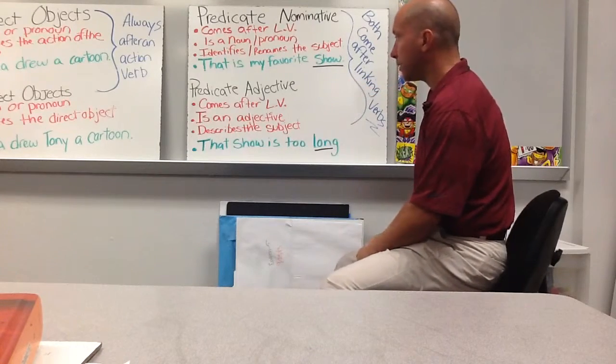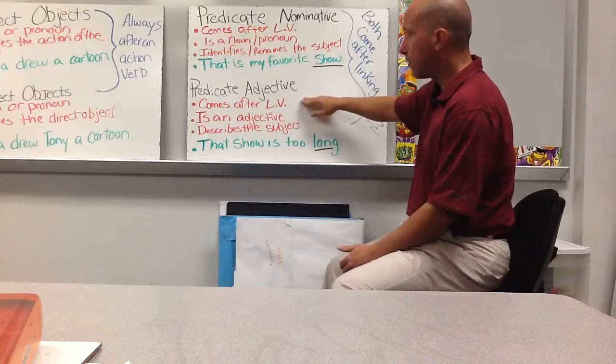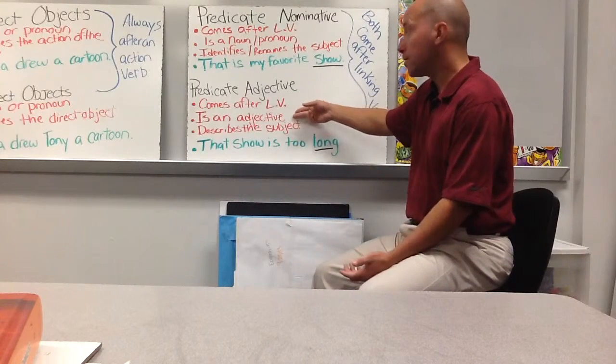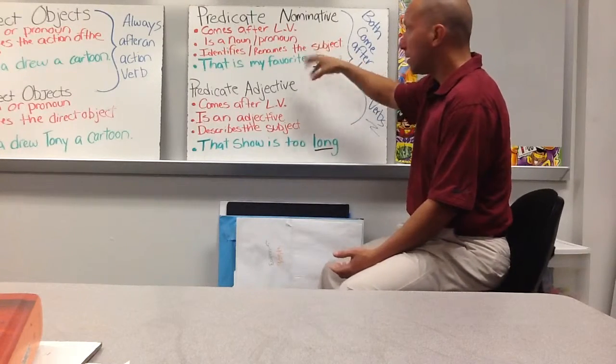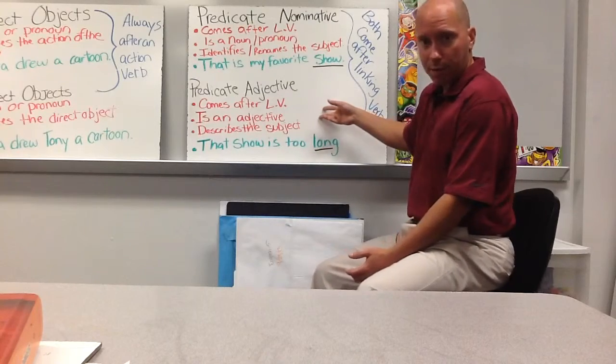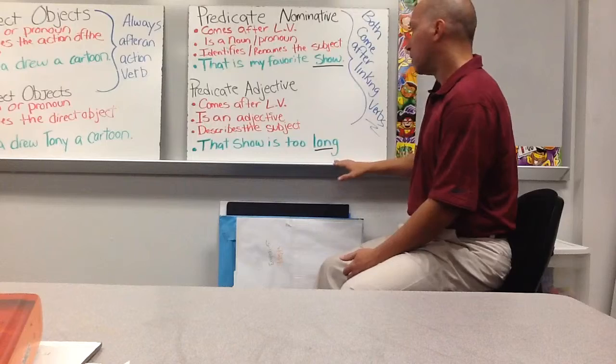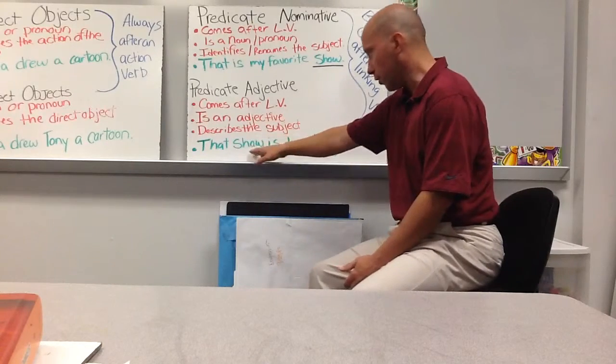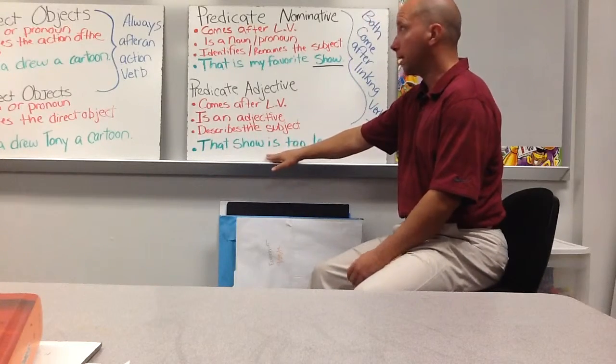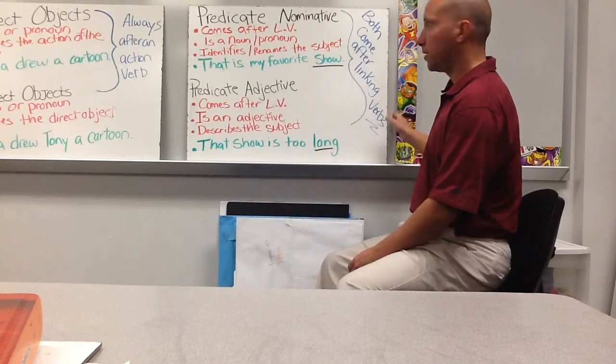And for a predicate adjective, it does basically the same thing. It comes after a linking verb, but this time it is an adjective. And instead of renaming the subject, it describes the subject in a way that a normal adjective does. So that show is too long. Okay, long is describing the show. Long comes after a linking verb. So it is a predicate adjective.